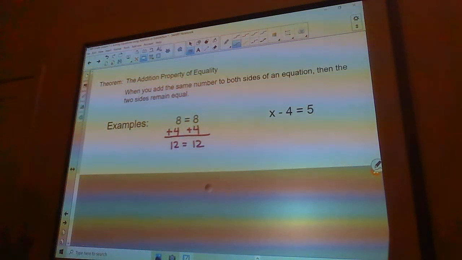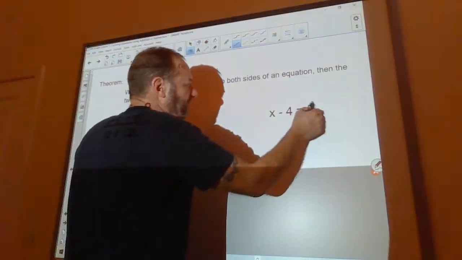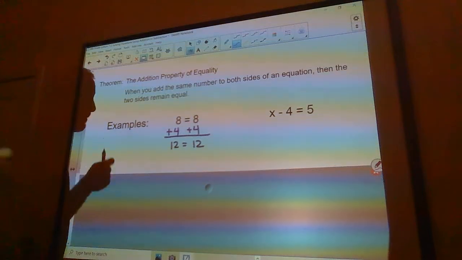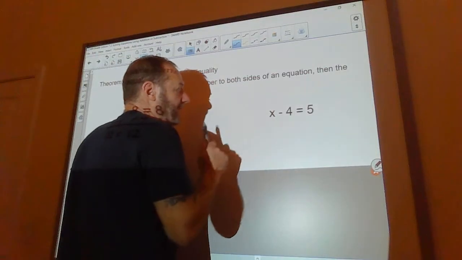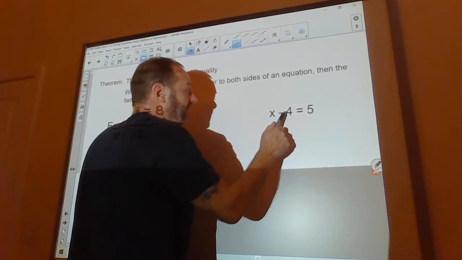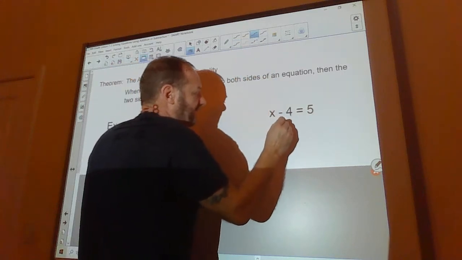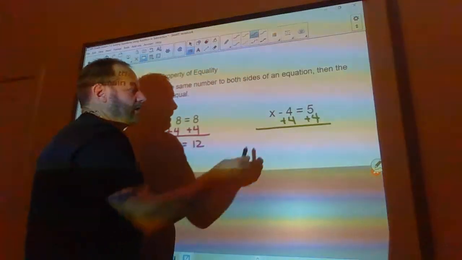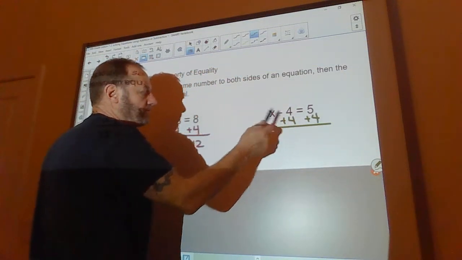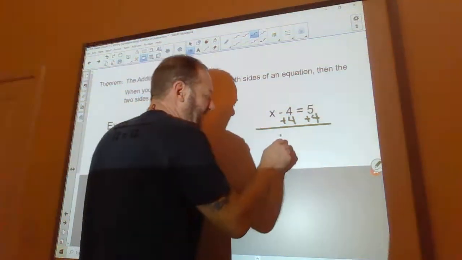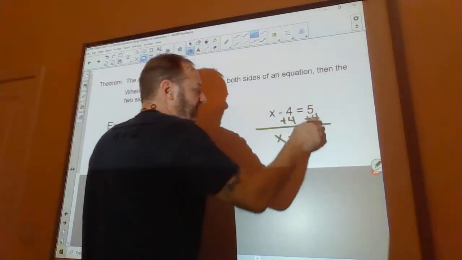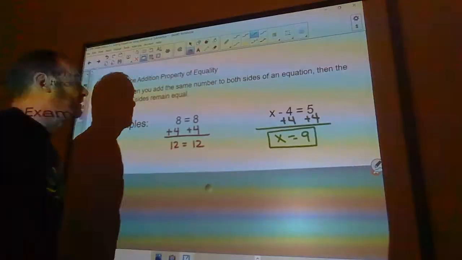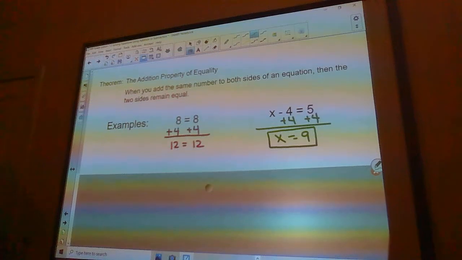So what we use it for is more for things like this. X minus 4 is 5. If I want to know what x is, and I've got a minus 4 here, I can add 4 to both sides of this equation. Now, x minus 4 plus 4, minus 4 and plus 4 is just 0, so this is just x over here now. And 5 plus 4 is 9. These two sides are still equal. We know that from the addition property of equality. And so x is 9, and that's our answer.